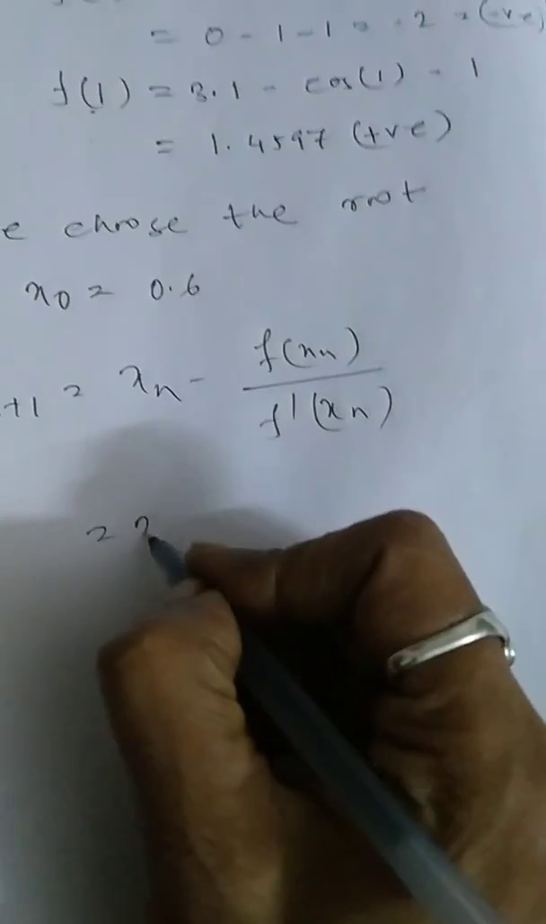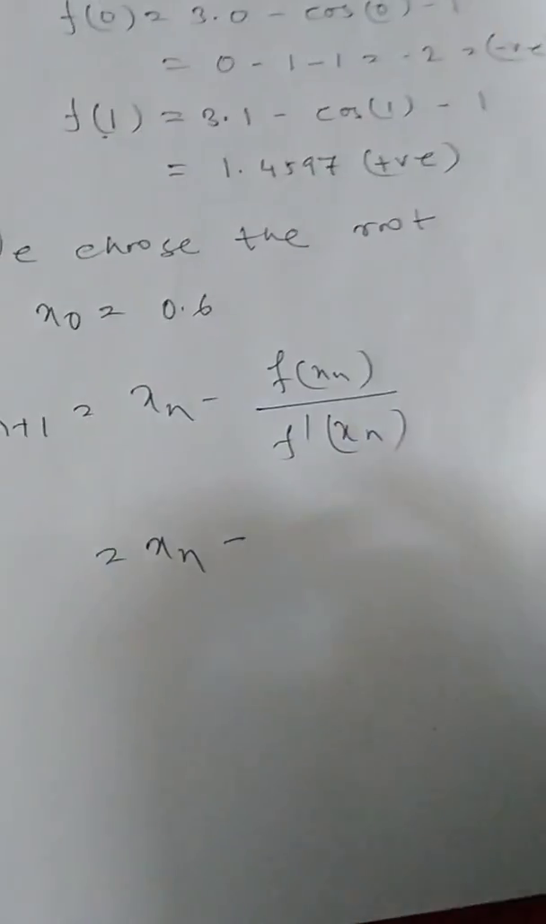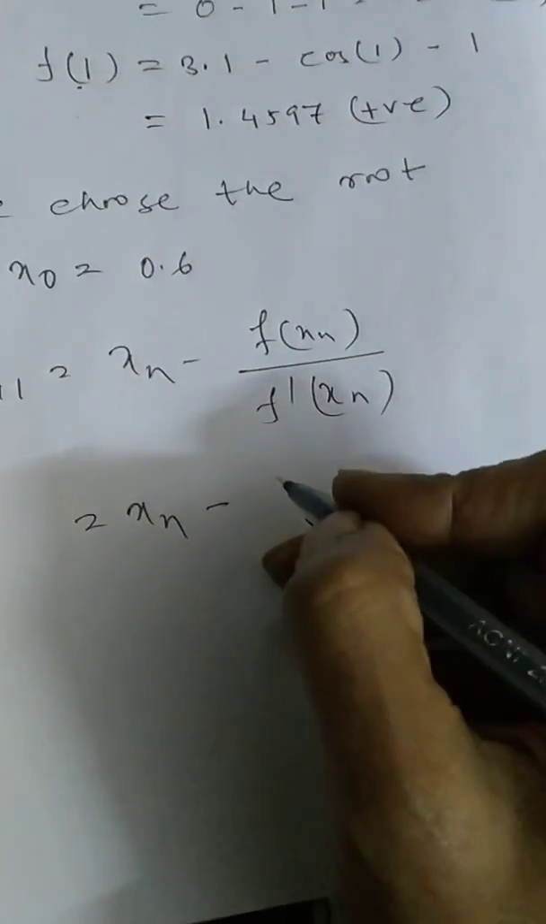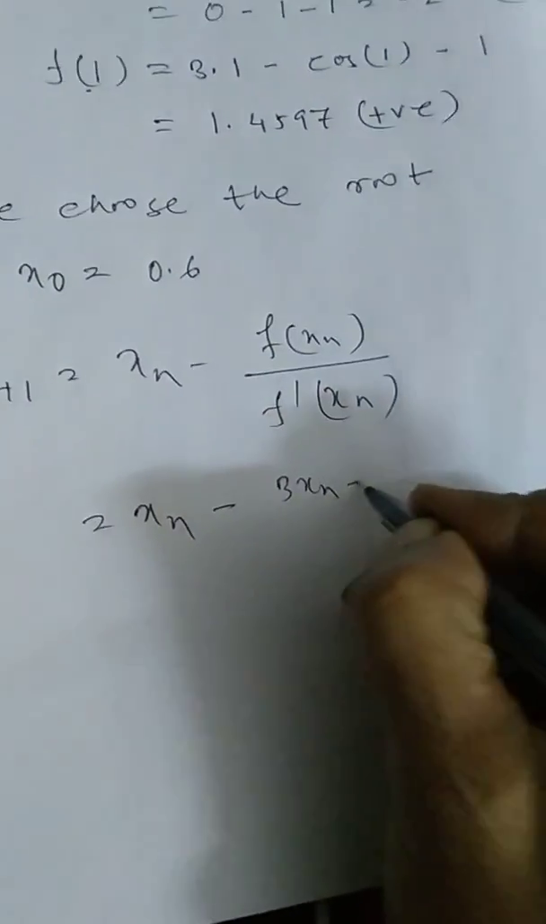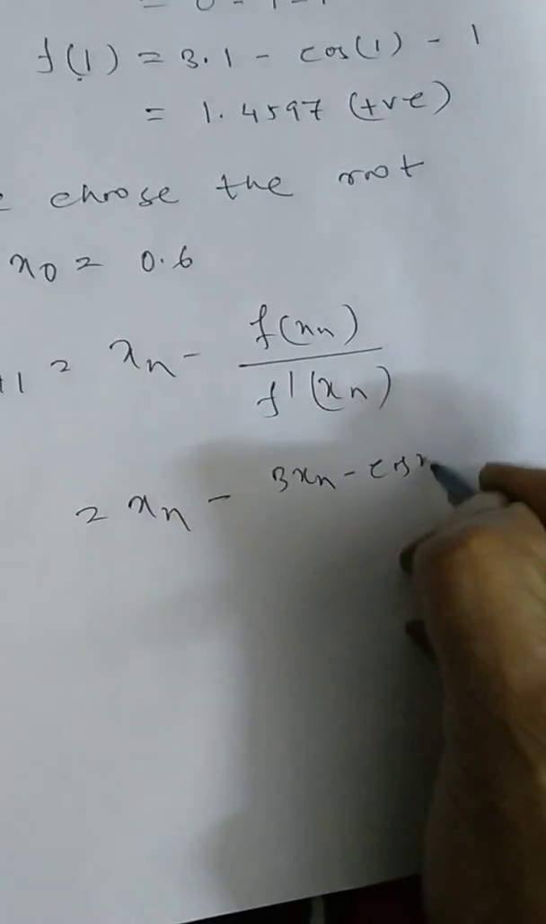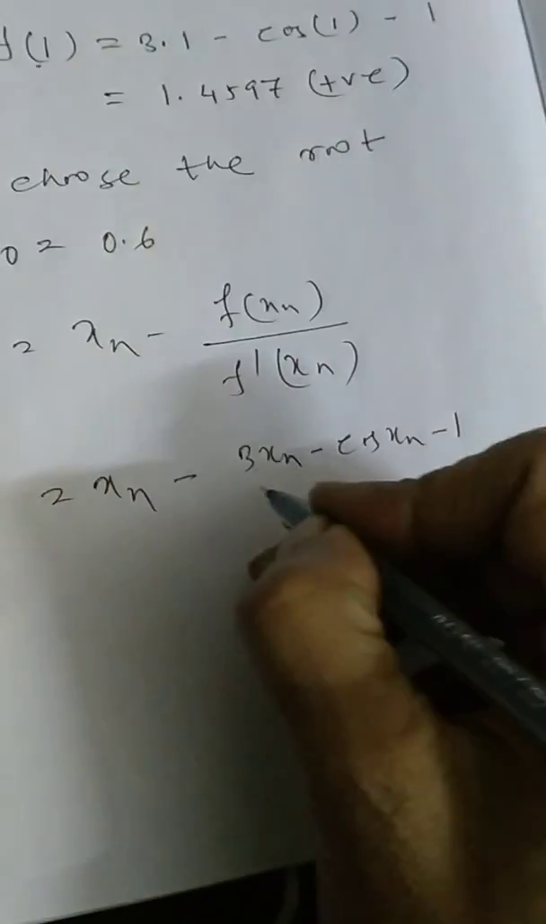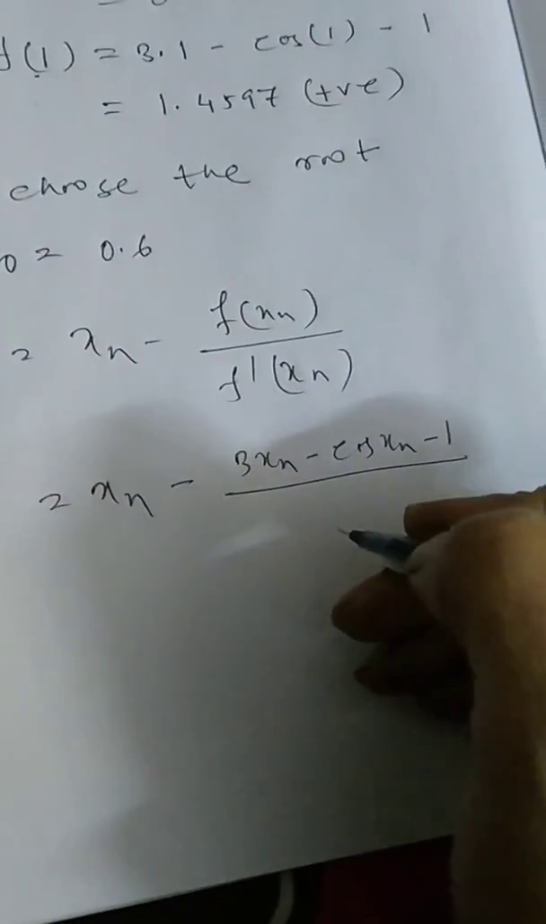Now we put the function. As we know, the function is f of x equals 3x minus cos x minus 1. So we just put it over here. So f of xn definitely will be 3 of xn minus cos of xn minus 1 divided by f dash of xn. The function f of x is 3x minus cos x minus 1.